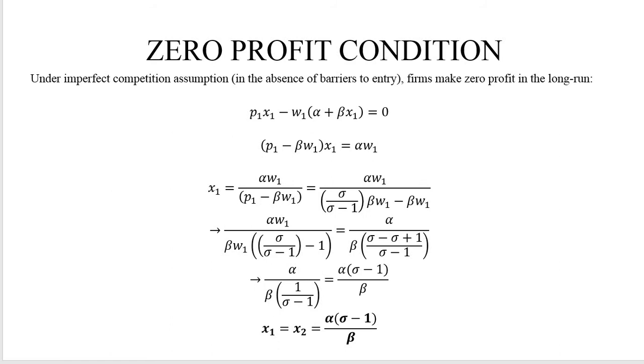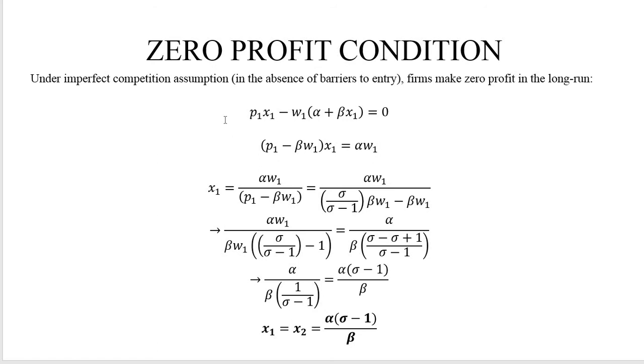We calculate the profit of the representative firm from the first region as follows. P1 times X1 is equal to total revenue, and total cost can be calculated as the wage paid by the representative firm times labor requirement, because as you remember, L was equal to alpha plus beta times X1. The difference between them should be equal to 0, indicating zero profit in the long run. So we can rearrange this equation. This is what we get.